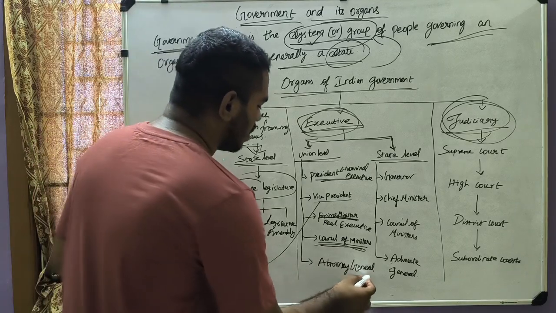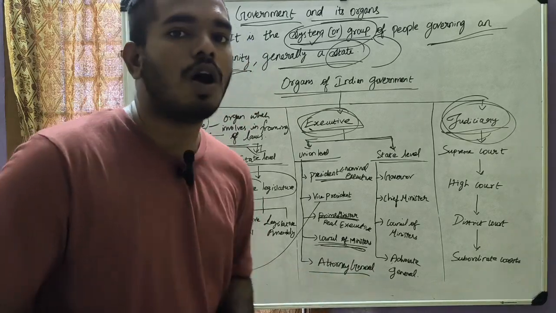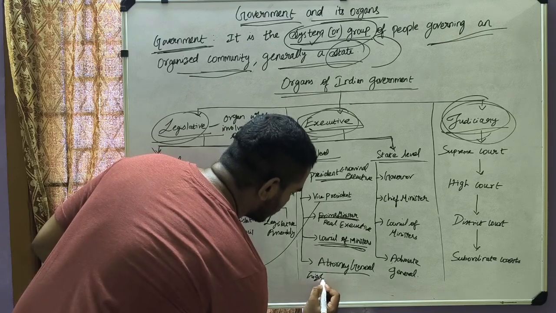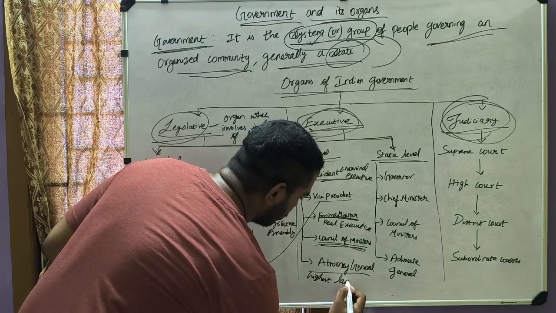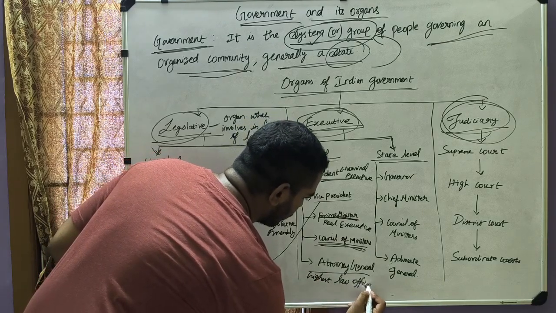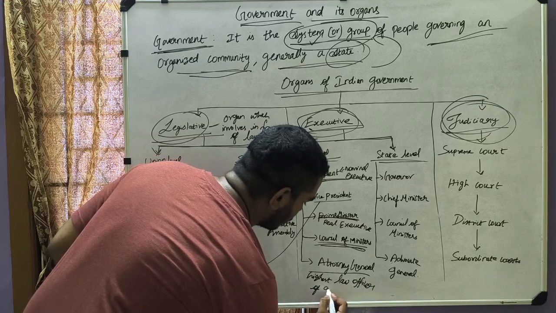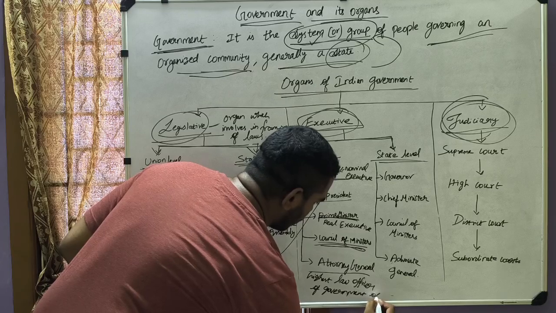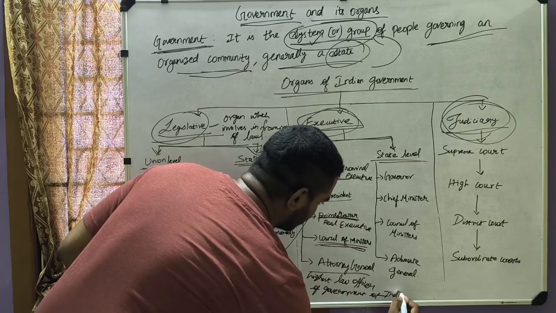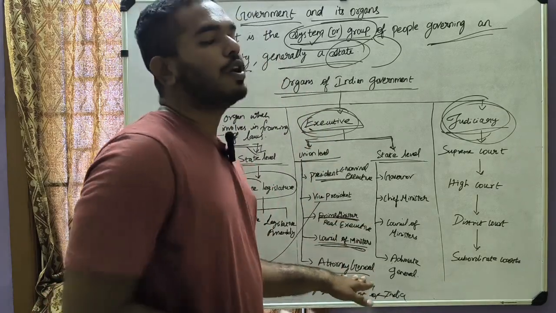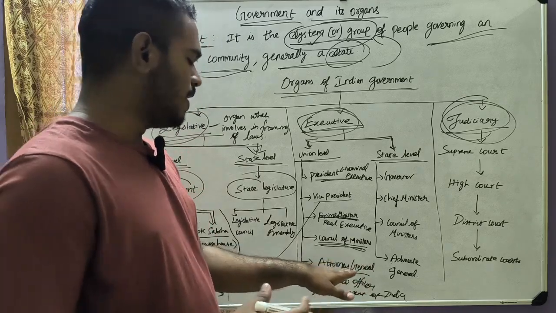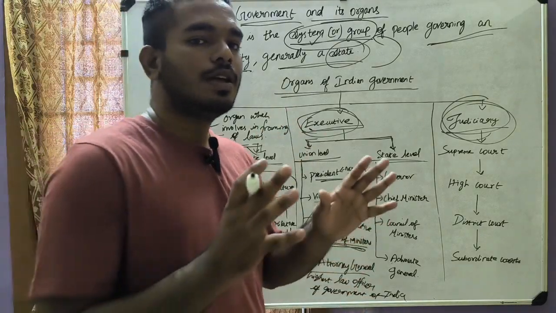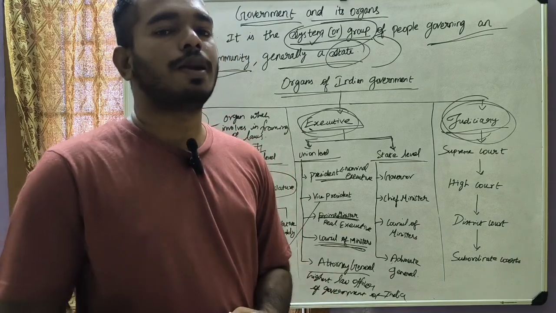The next one is the attorney general. The attorney general is nothing but the highest law officer of the government of India. We are going to see more detail about the attorney general in upcoming videos. This video is generally for a basic understanding of what the government is and what the organs of a government are.